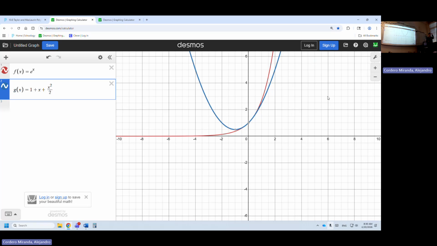Now I want to match the function value, the first derivative, the second derivative, and the third derivative. And hopefully you can see ahead that the third derivative of the red function, the e to the x, will be e to the x, and then you plug in 0, and you need the derivative to be 1.